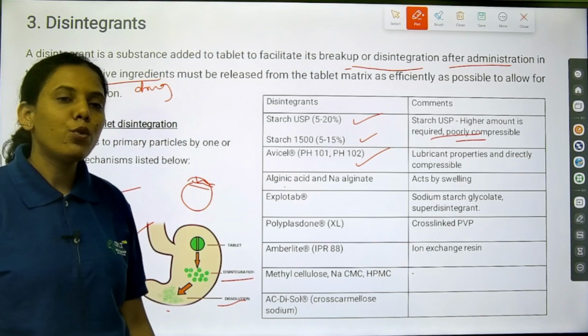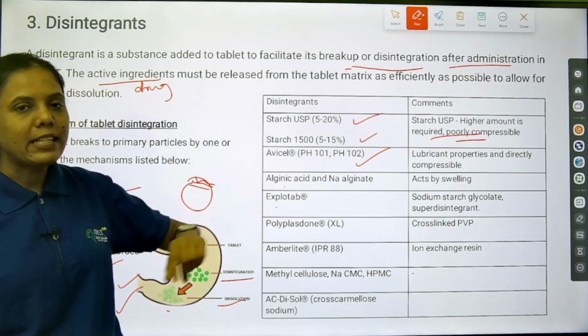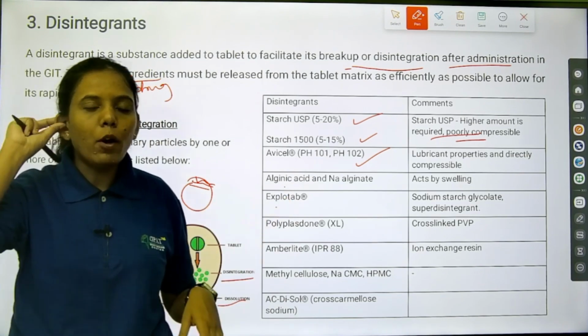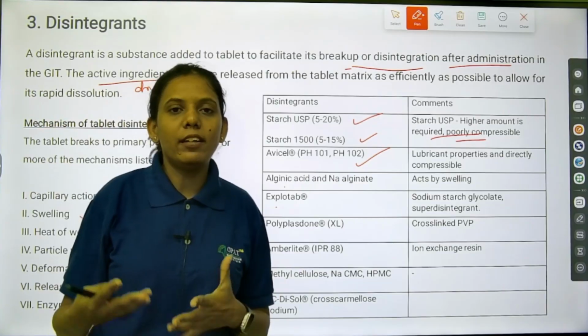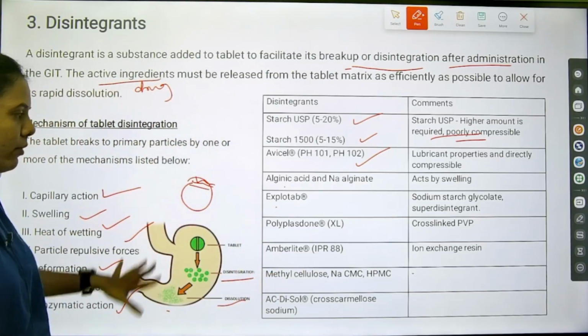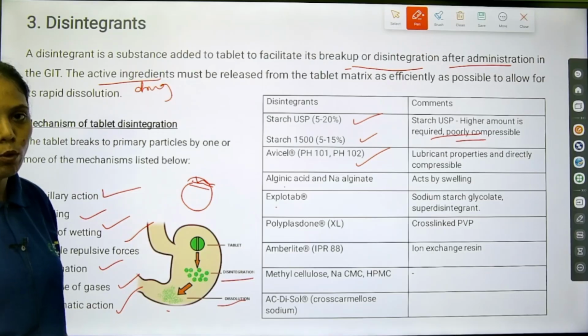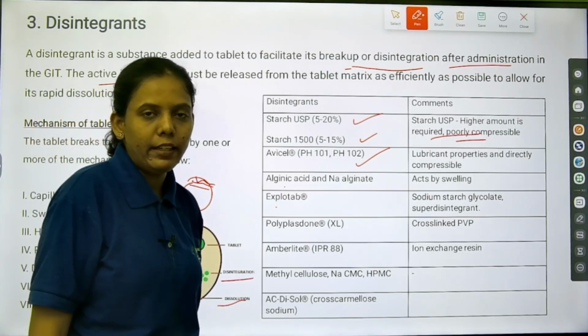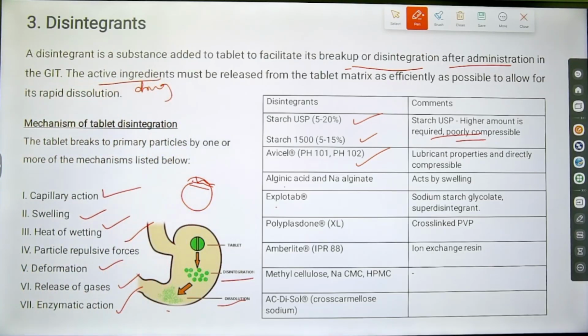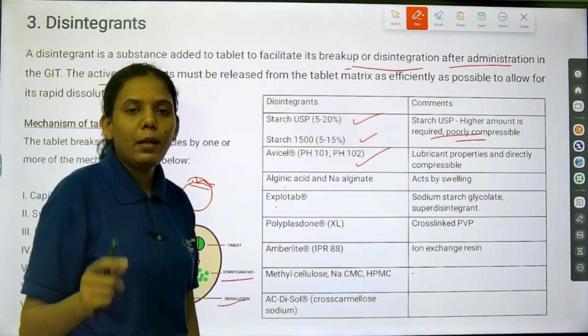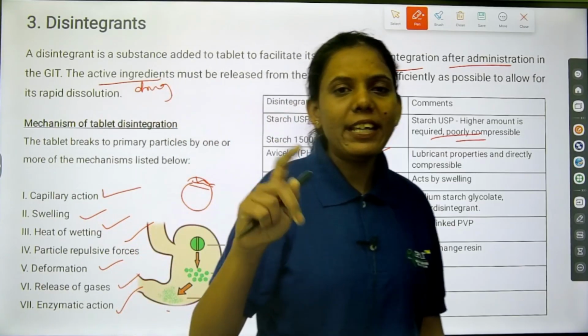Alginic acid and sodium alginate act by swelling. Depending upon the excipient, the mechanism of disintegration might be different, any one of these. Next is sodium starch glycolate, which is the super disintegrant. It has a higher ability to cause disintegration. Next is polyplasdone, which is cross-linked PVP. PVP is nothing but polyvinyl pyrrolidone. It is easy to remember.